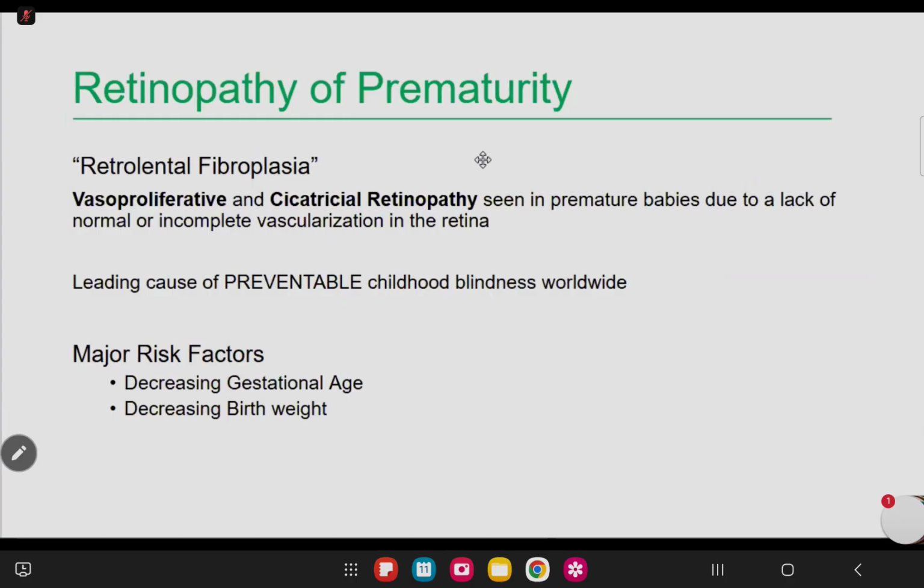And lastly, for this afternoon, the last topic would be retinopathy of prematurity. This was previously called retrolental fibroplasia. This is a vasoproliferative and cicatricial retinopathy seen in premature babies due to abnormal or incomplete vascularization in the retina. It's the leading cause of preventable childhood blindness worldwide. And major risk factors include decreasing gestational age and decreasing birth weight.